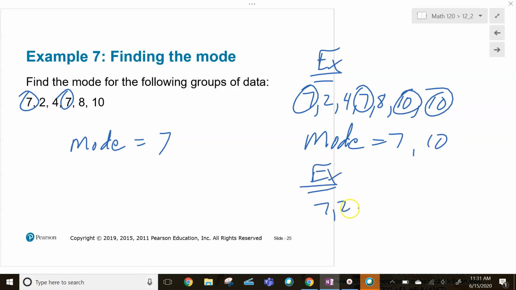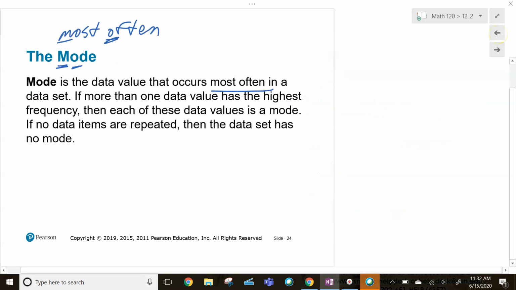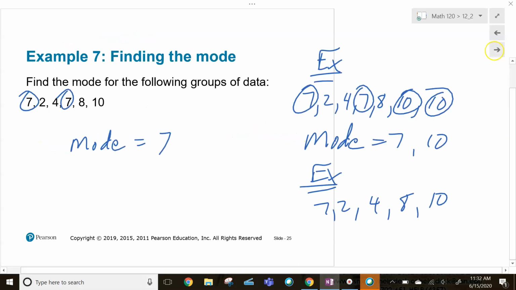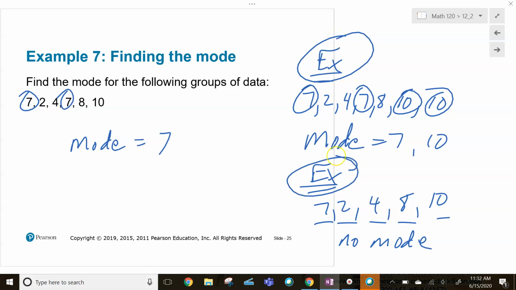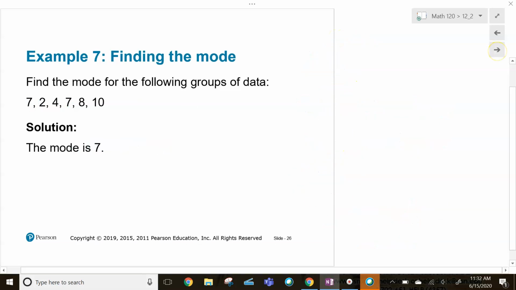If you had a list, and let me go back to here, if no data items are repeated, then there's no mode, right? There's nothing that's most often, if you will. There's only one of each, right? No items are repeated. So in this case, there's no mode. Okay, so mode, most often. There can be multiple most oftens, like in this example. If nothing is repeated, there's just no mode, simply no mode.